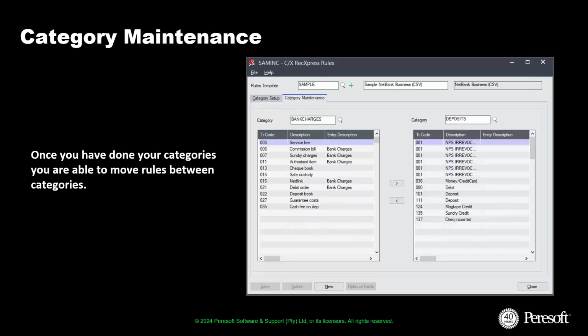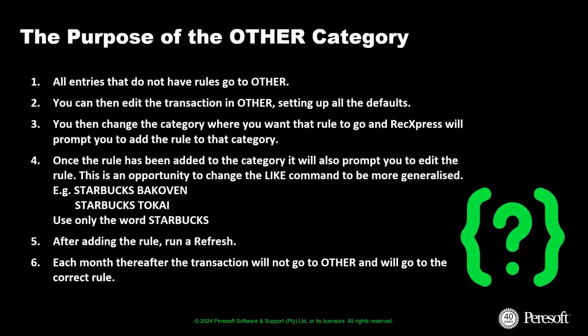So for instance, here we have bank charges on one side, and then we want to move some of those transactions or those rules to deposits. So we have deposits on the other. We would highlight, for instance, service fee, and we would move it over to deposits using the arrow.